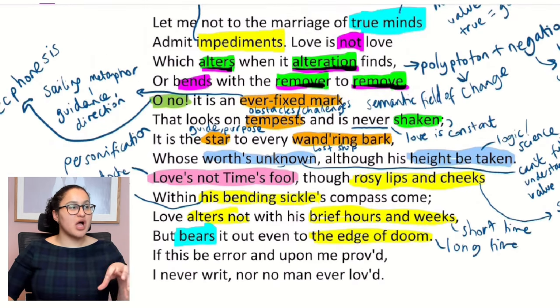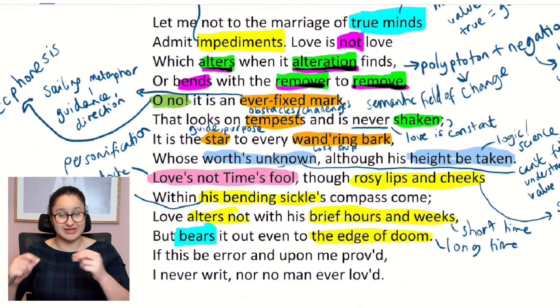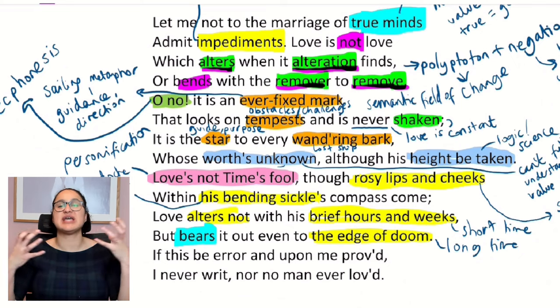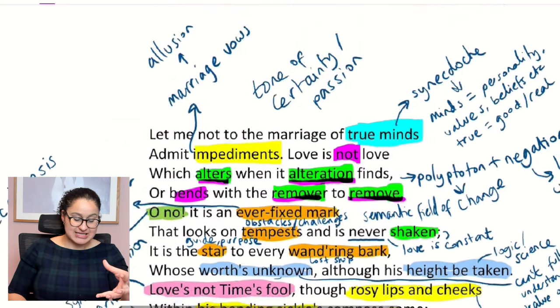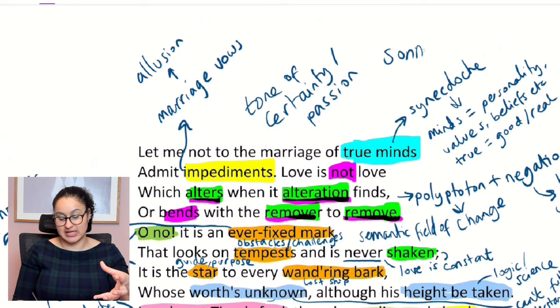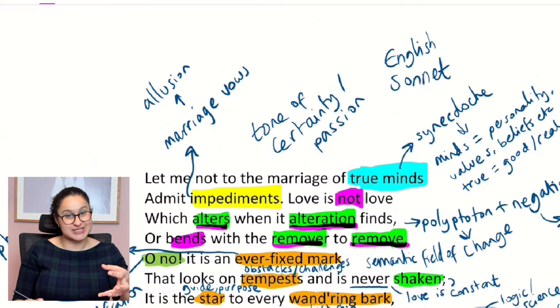So to look at our last two lines of the poem, before I look at the specific language in them, I need to take a step back to our tone of certainty and passion, and also to the fact that this poem is a sonnet, okay? This poem is a sonnet. Specifically, it's an English sonnet. Now, English sonnets are more famously known as Shakespearean sonnets.